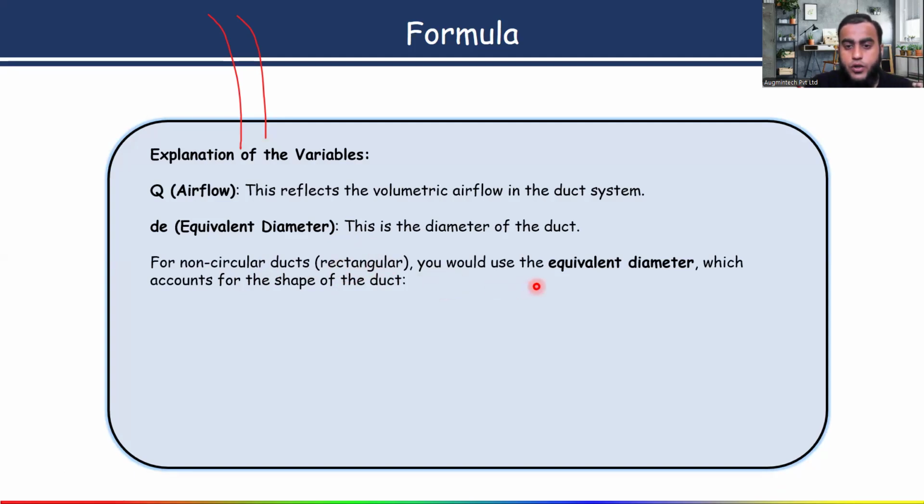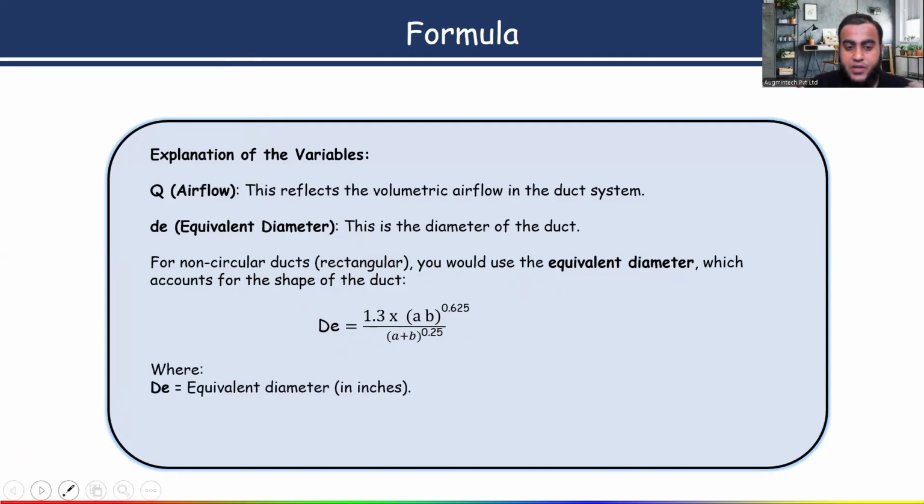So you would use the equivalent diameter, which accounts for the shape of the duct. To calculate the equivalent diameter, it's simple, here we have a formula: DE = 1.3 × (AB)^0.625 / (A+B)^0.25. DE is the equivalent diameter in inches, A is the width of the rectangular duct in inches, and B is the height of the rectangular duct.